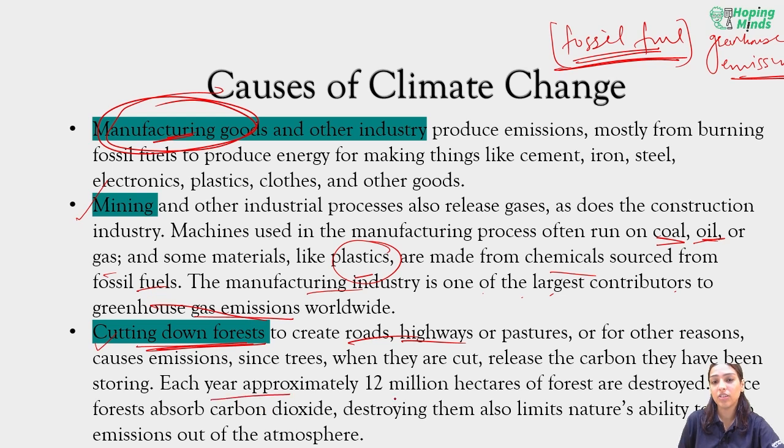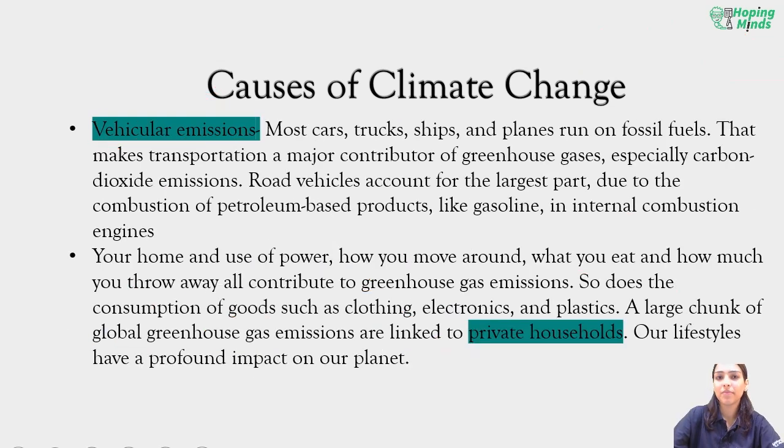Approximately each year, 12 million hectares of forest is destroyed. Are such number of forests being grown as well? No. Since forests absorb carbon dioxide, destroying these hectares of forest also limits nature's ability to keep emissions out of the atmosphere. And when carbon dioxide increases, the greenhouse effect happens.